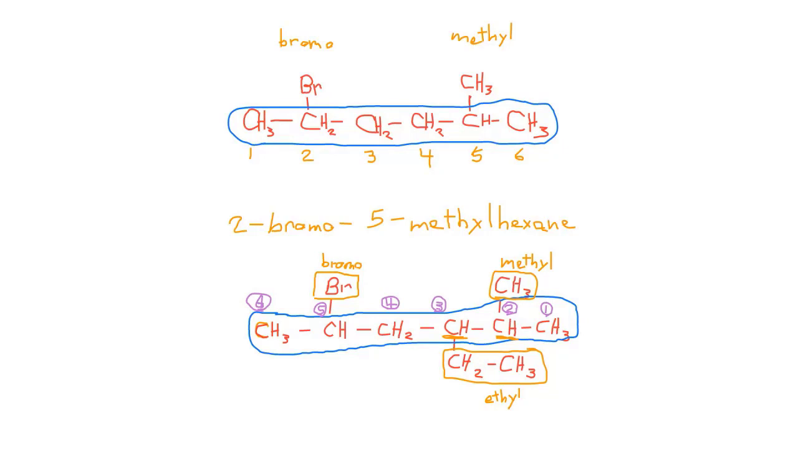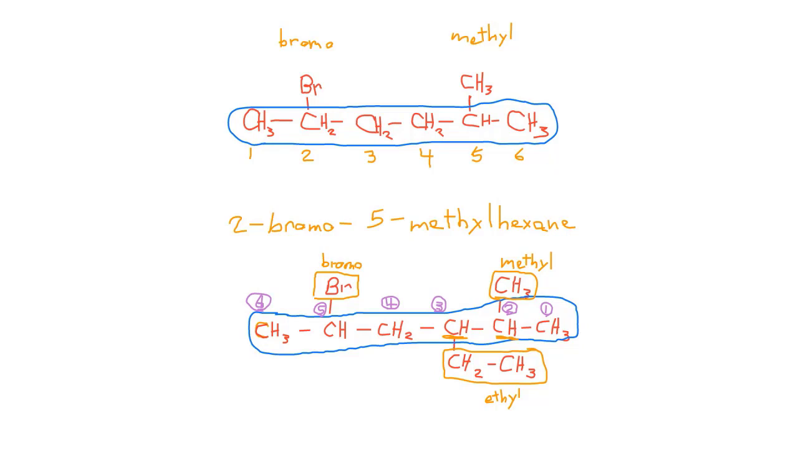Bromo, methyl, and ethyl. Okay, so I have a bromo, methyl, and ethyl. So what happens? How do I start the naming process?